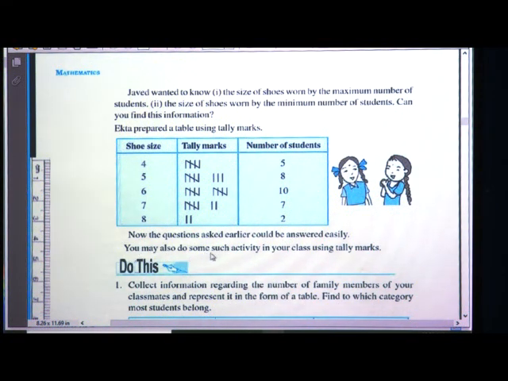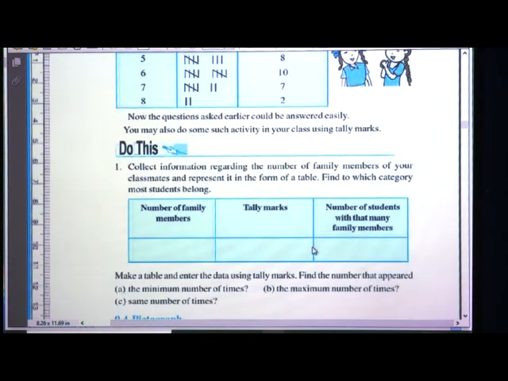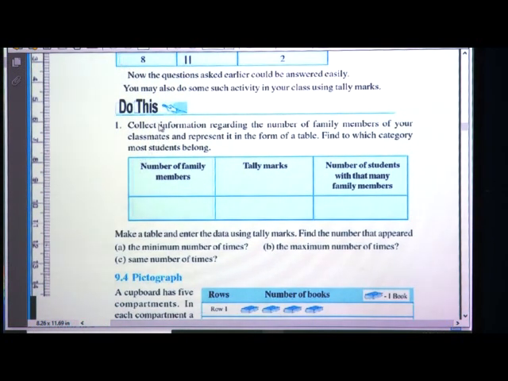You may also do such an activity in your class with different things. You can also collect information regarding the number of family members of your classmates and represent it in the form of a table. Find to which category most students belong. So, number of family members, it may be 4, 5, and tally marks, and number of students with that many family members. You can take your friends, and when you get the data, you can find the minimum number of times, the maximum number of times and the same number of times.